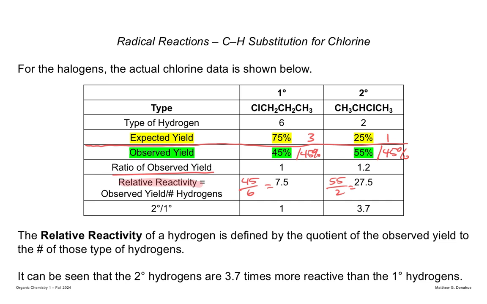And then the last column, you just take those ratios. So 7.5 divided by 7.5 gives you 1. 27.5 divided by 7.5 gives you 3.7. And the grand conclusion here, or the takeaway, is that a secondary hydrogen is 3.7 times more reactive than a primary one. Again, the caveat for that is right here when we're considering chlorination.